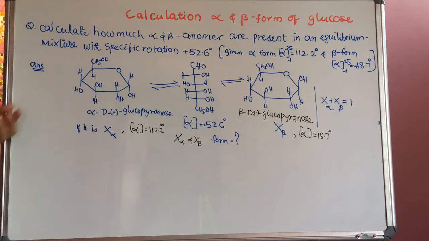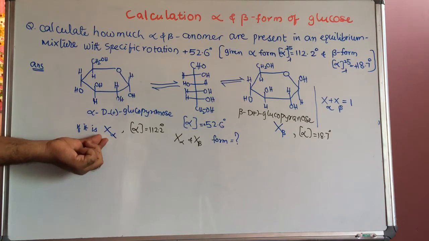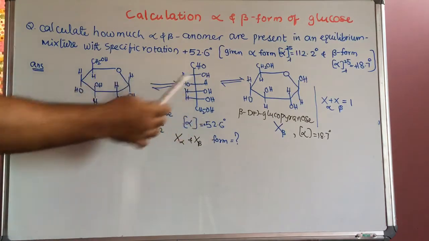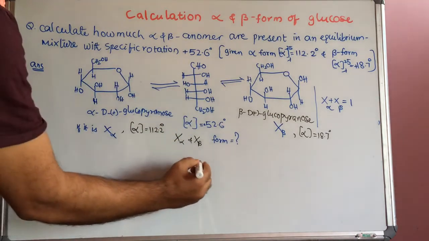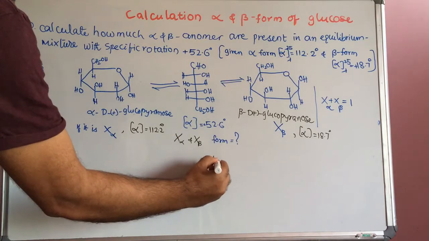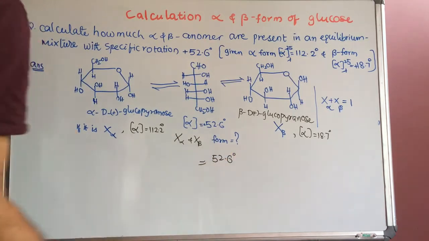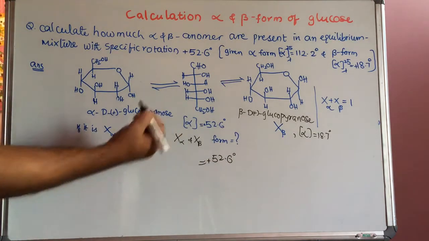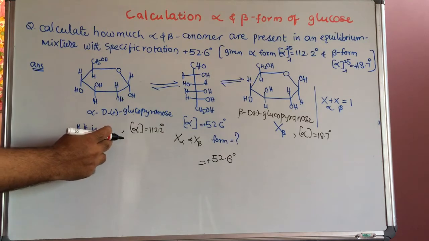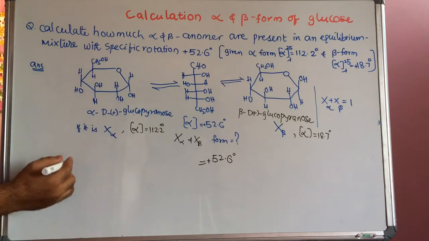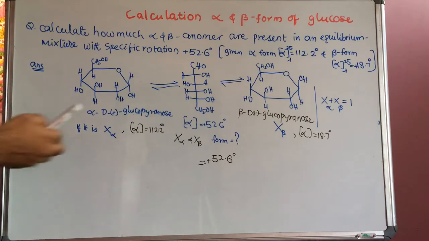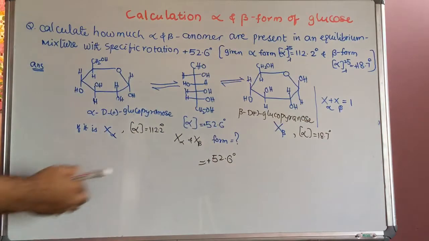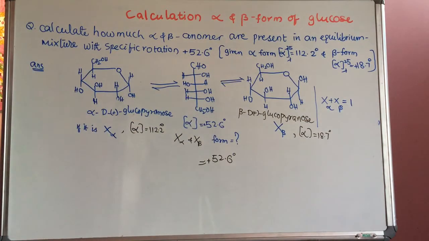So for example, consider the mole fraction of alpha and the mole fraction of beta. The total specific rotation is 52.6 degrees, that is plus. Then how do we calculate the fraction of alpha and beta? Generally, the total is equal to the mole fraction into its specific rotation. The sum of mole fraction times its specific rotation is equal to the total specific rotation at equilibrium.